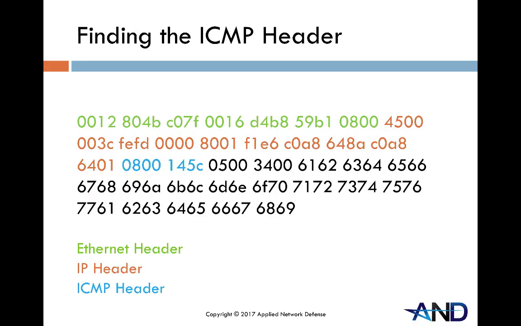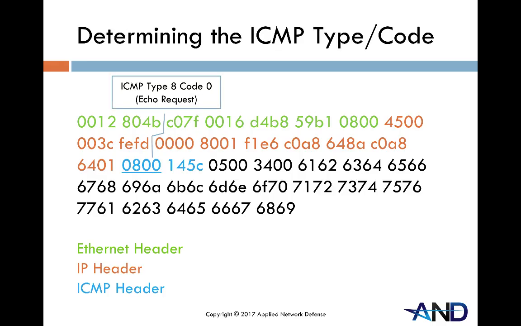And that's what I've done here. In this case, in blue, I've marked off the ICMP header, which are these 4 bytes. Now in this case, the type and code fields are the first 2 bytes, and we can go ahead and identify those as well. In this case, the first byte, 08, means type 8, and 00 means code 0. So this is a type 8 code 0 ICMP packet.